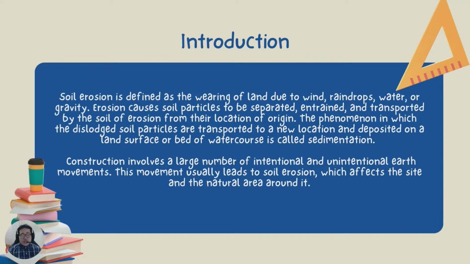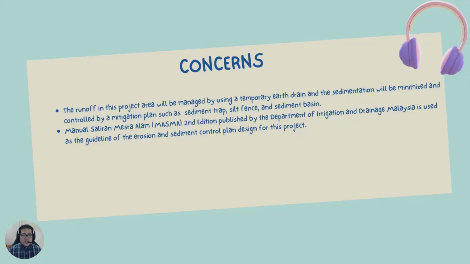So as an introduction, soil erosion is defined as the wearing of land due to wind, raindrops, water, or gravity. Erosion causes soil particles to be separated and transported by the agents of erosion from their location of origin. The phenomenon in which the dislodged soil particles are transported to a new location and deposited on a land surface or bed of watercourse is called sedimentation. Construction involves a large number of intentional and unintentional earth movements. This movement usually leads to soil erosion, which affects the site and the natural area around it. So this is our concern.